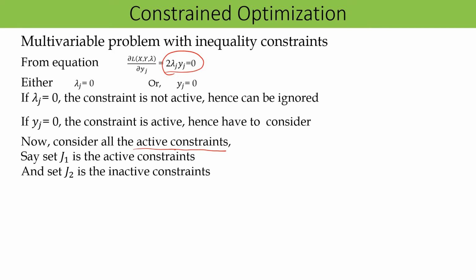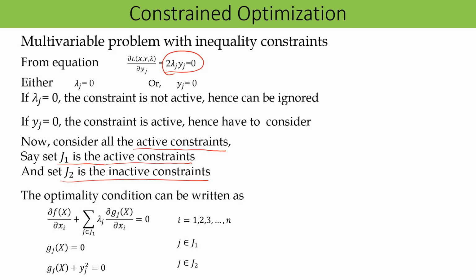So I'm taking two sets. The first set is J1, the set of active constraints, and the second set is J2, that is inactive constraints. So inactive constraints you may not consider. If I know that these constraints are not active, I will not consider those, but if I know that these constraints are active, then I have to consider that constraint. So the optimality criteria, the optimality condition, can now be written for the active constraints.